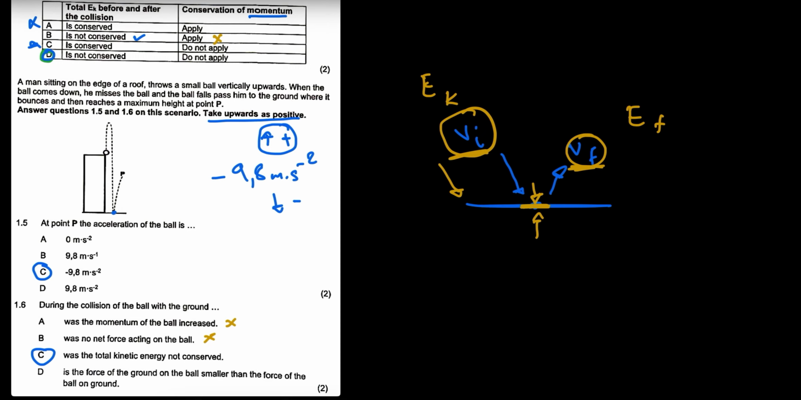But let's also look at what statement number D says. It says, is the force of the ground on the ball smaller than the force of the ball. This is incorrect, because remember, during contact we have Newton's third law. If the ball exerts a certain amount of force on the ground, the ground will exert the same amount of force on the ball. So the only solution here is number C.